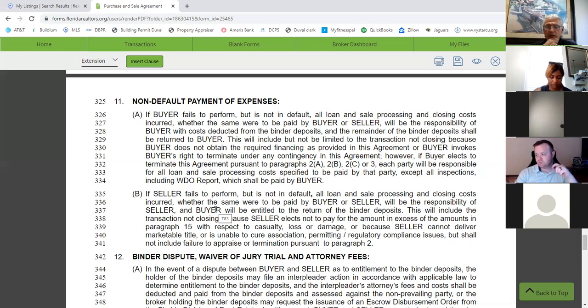However, if the buyer elects to terminate this agreement according to paragraph 2, A, B, C, or 3, those are the appraisal clauses, and 3 is the inspection clause. Each party will be responsible for all loan and sale processing costs specified to be paid by that party, except all inspections, including WDO, will be paid by the buyer. Okay, so if he's leaving for inspection or appraisal, then they pay the cost that they would have paid.